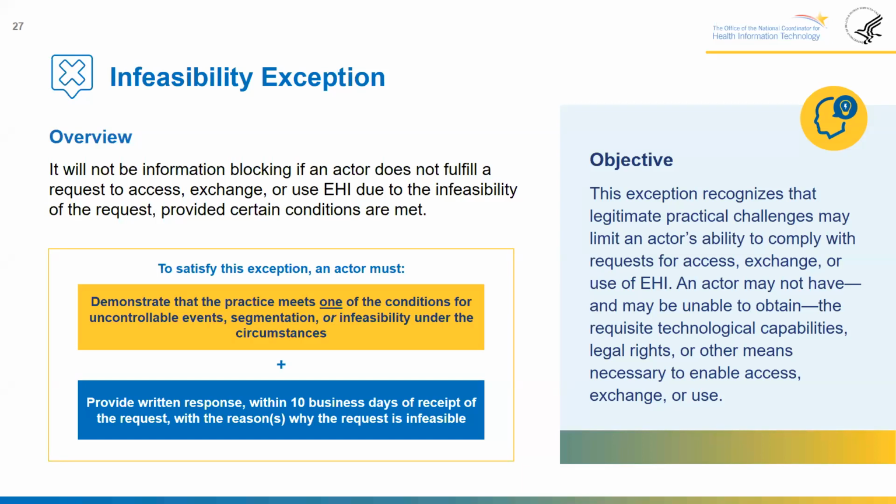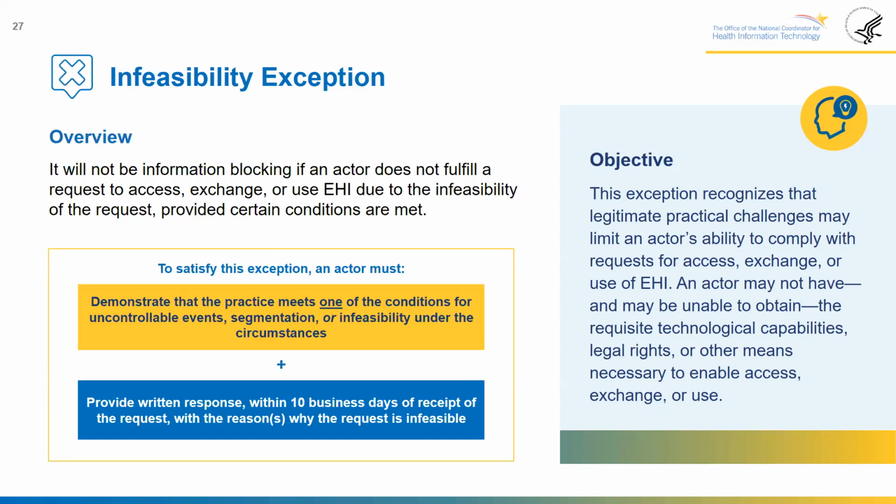The second condition I'd like to talk about is segmentation. So we have established this condition in response to great recommendations we received from commenters. And this condition applies when an actor cannot fulfill the request for access, exchange, or use of EHI because the actor cannot unambiguously segment the requested EHI. The third condition is infeasibility under the circumstances. So this condition was included in the proposed rule, but the context is a little bit different given how we've restructured the exception and how we've added the two conditions I just talked about with uncontrollable events and segmentation. So this condition applies when an actor demonstrates through a contemporaneous written record or other documentation its consistent and non-discriminatory consideration of certain factors that led to its determination that complying with the request would be infeasible under the circumstances.